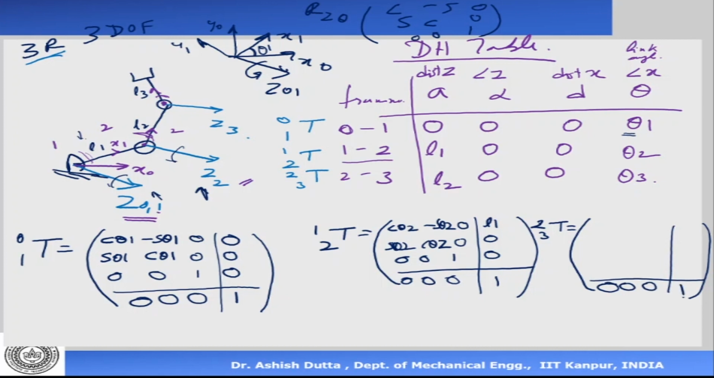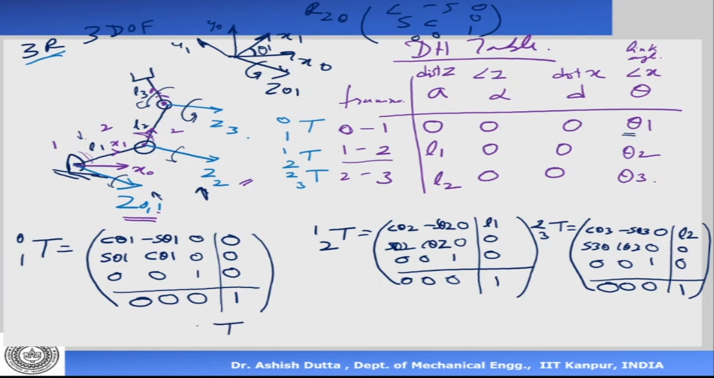Now look at frame 3 and frame 2. The origins are not the same. Z2 and Z3 are parallel, and there is a distance between them. So when link 3 moves, what will happen? It rotates about the Z3 axis, and theta 3 will change. It's a rotation about Z, so it is cos theta 3, minus sin theta 3, 0, sin theta 3, cos theta 3, 0, 0, 0, 1. What is the distance between them? There's a distance of L2 in the x direction. So these are the three transformation matrices.